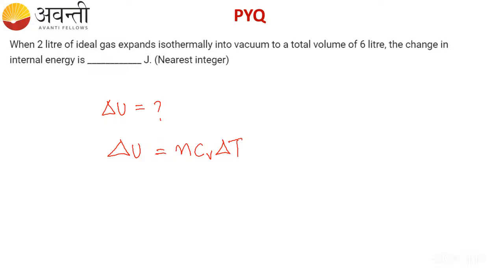Yes, very good students. Listen, in the question they are saying that the process is isothermal. Isothermal means the temperature is constant. If the temperature is constant, then the change in temperature will be equal to 0, right? For an isothermal process, delta T will be 0. So 0 into anything will also be 0. So delta U is equal to 0. Change in internal energy is 0 joule.